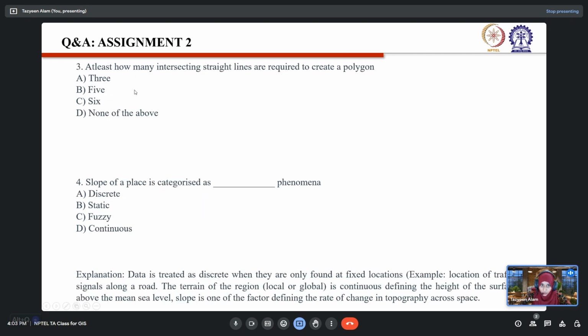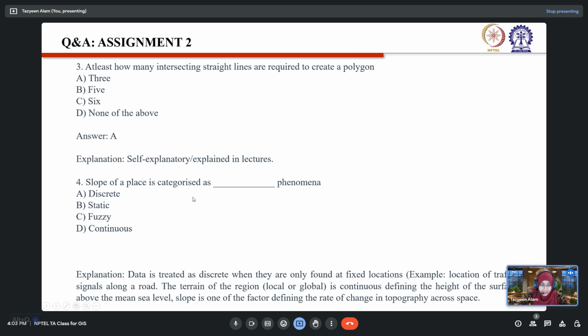The third question was, at least how many intersecting straight lines are required to create a polygon? A. 3, B. 5, C. 6, D. none of the above? So the answer was A. This is self-explanatory. As you understand, the smallest polygon, or a polygon with the minimum number of sides, is a triangle or a triangular based polygon. So the minimum number of lines that will be required to create this polygon is 3.